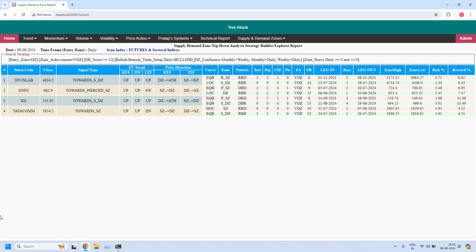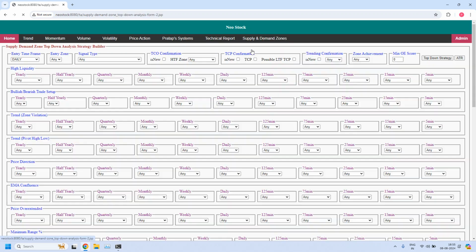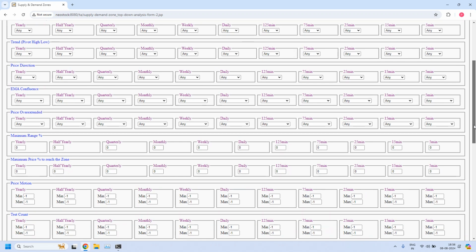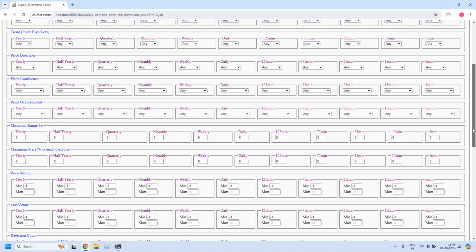Okay. And the next report is bearish trade setup for monthly income trade. For monthly income trade, entry time frame is daily, but bearish trade setup entry zone should be supply zone. And also in bullish or bearish trade setup, in daily time frame, I am selecting the value bearish.